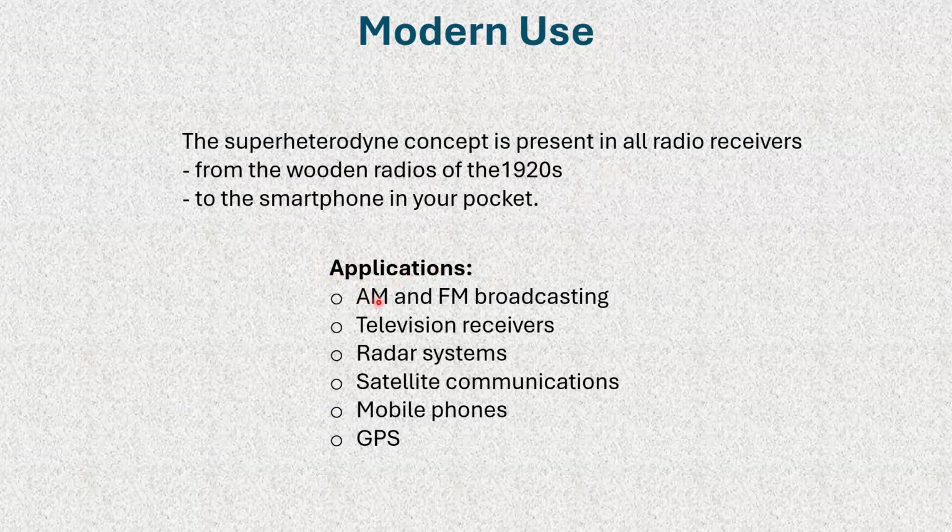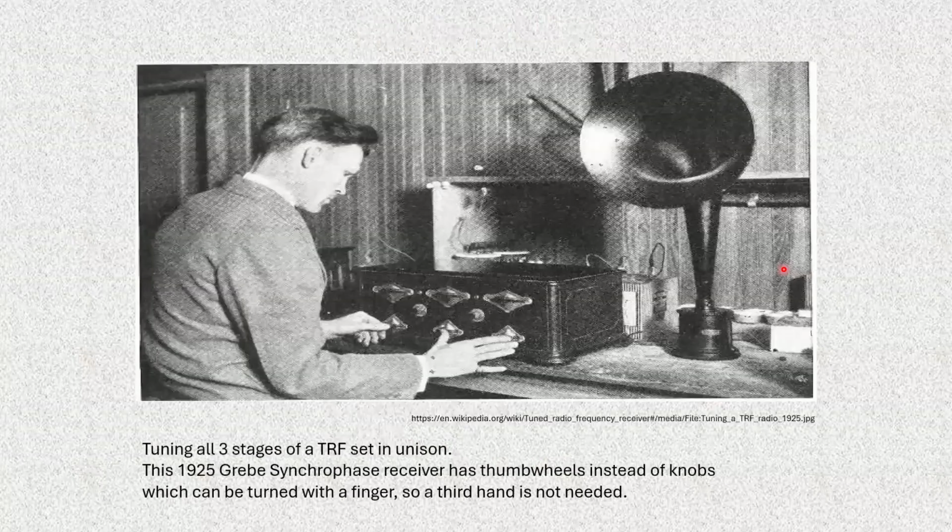Applications, there will be of course AM and FM broadcasting. TV receivers, they also use intermediate frequencies. Radar systems, satellite communications, mobile phones, and GPS, and whatever transmits and receives, the receiver most likely is going to be a superheterodyne type of receiver. Why? For the seventh time, well, here's the answer. So we don't have to use three knobs. We only have to use one. All right? We already had seen this.